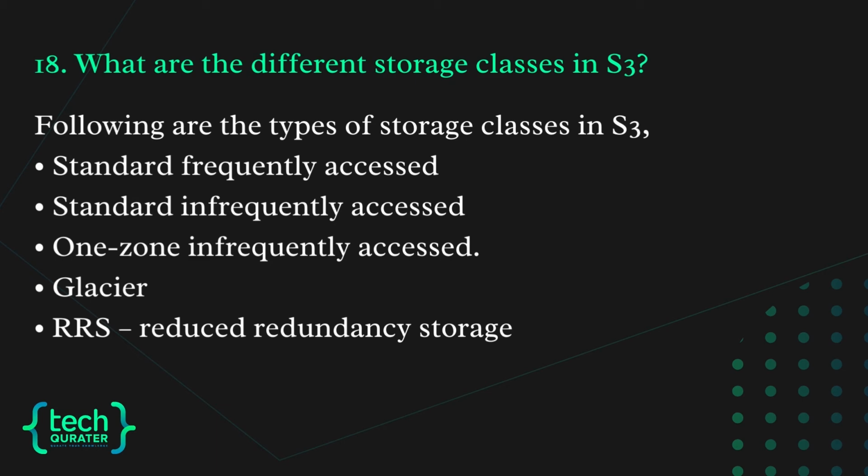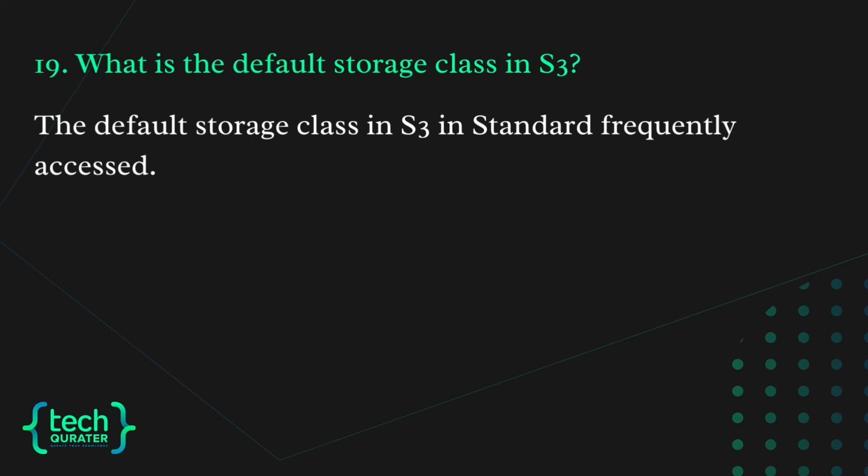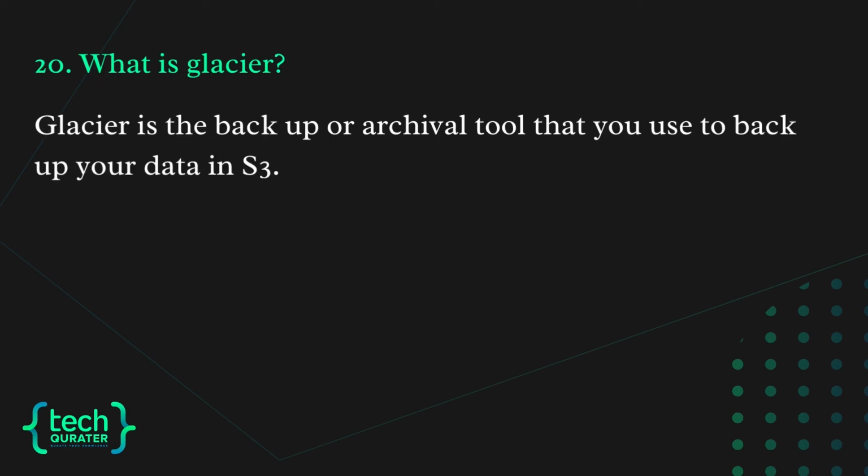What are the different storage classes in S3? Following are the types of storage classes in S3. Standard frequently accessed, standard infrequently accessed, one zone infrequently accessed, Glacier, RRS stands for reduced redundancy storage. What is the default storage class in S3? The default storage class in S3 is standard frequently accessed. What is Glacier? Glacier is the backup or archival tool that you use to back up your data in S3.